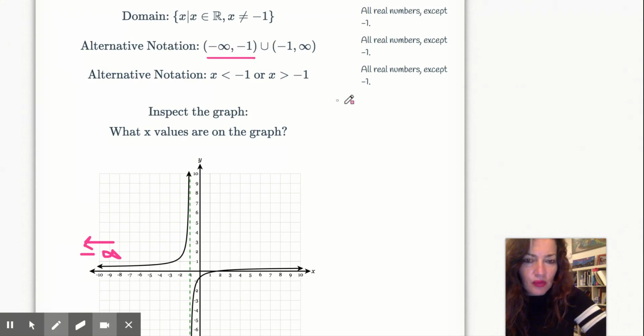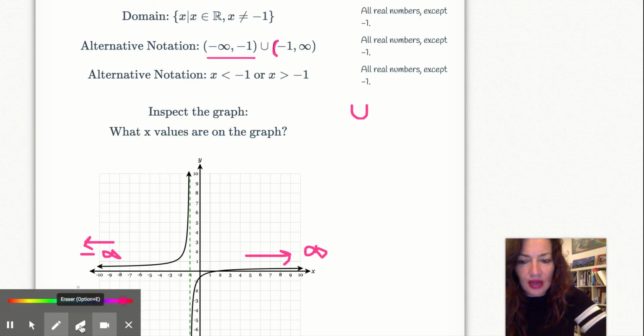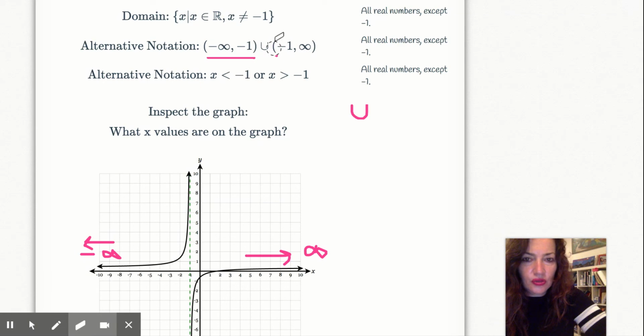This symbol here means union. So you can see it. Union, meaning adding on to. Now let's look at the right side. The right side, we start at -1. So here is my right side. We begin at -1, but not including -1. And then we continue forever to the right. So that's positive infinity. So this is a different alternative to writing the domain. This one right here.